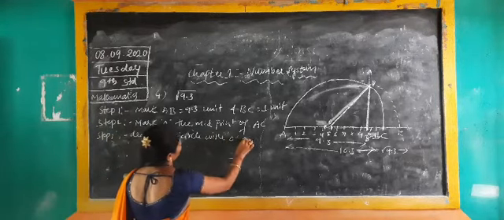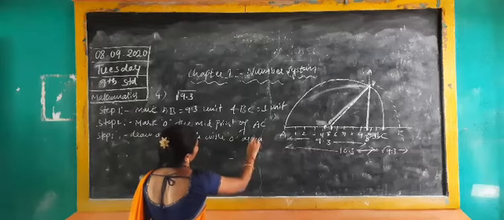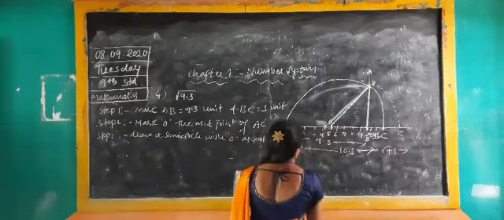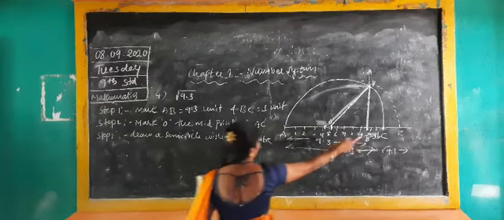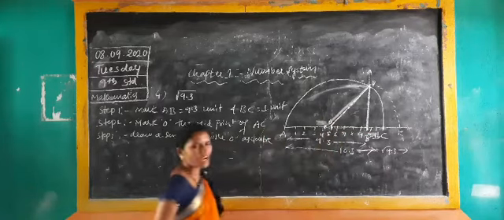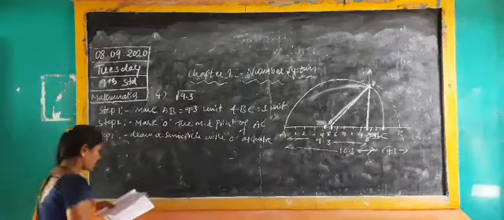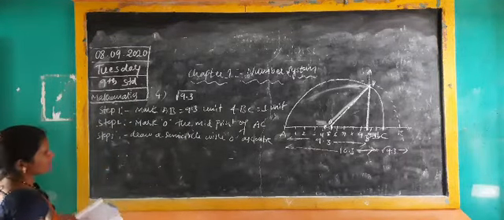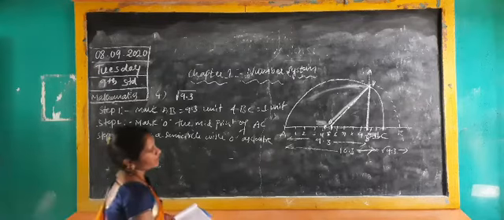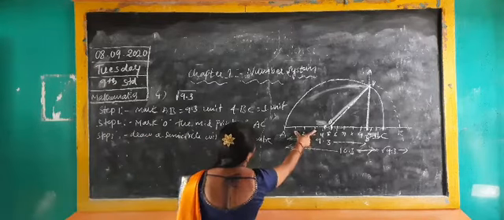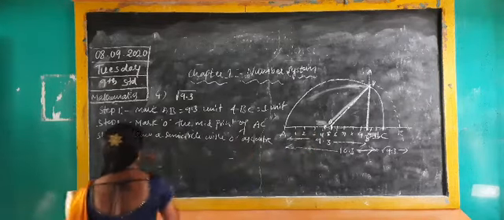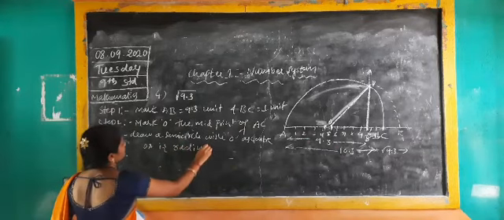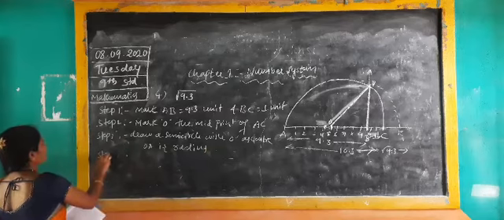With O as center. See here, O is the center, is it or not? Okay, here semicircle, it is a half circle. Semicircle means half circle. Next, OA is the radius. Here see, OA is the radius. Okay, OA is the radius. Next, step 4.